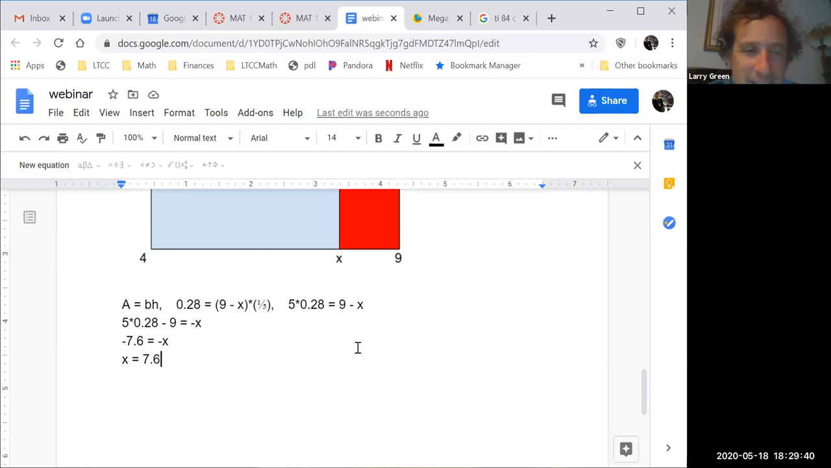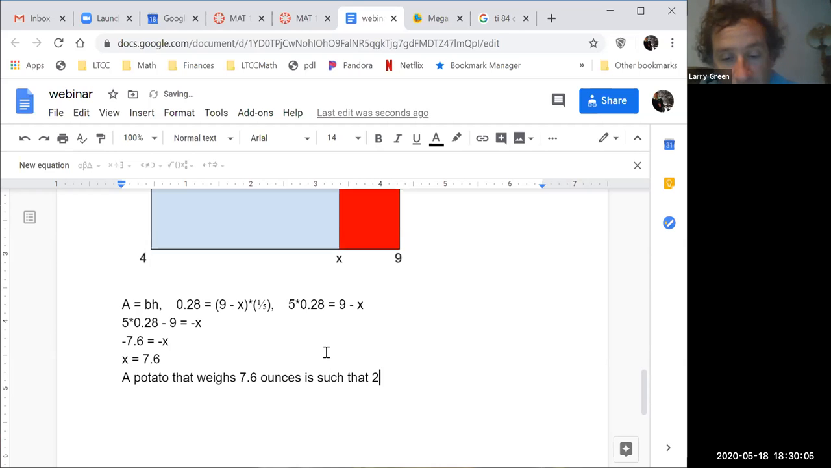Okay, any questions? Any questions at all on this? So in words, by the way, a potato that weighs 7.6 ounces is such that 28% of all medium size potatoes are larger than that. Any questions on this example?